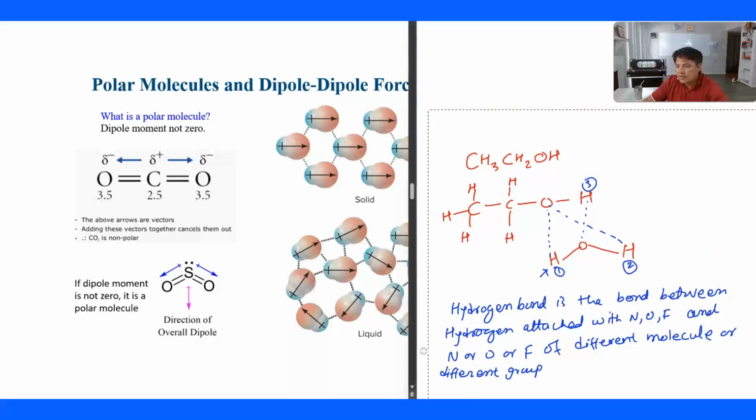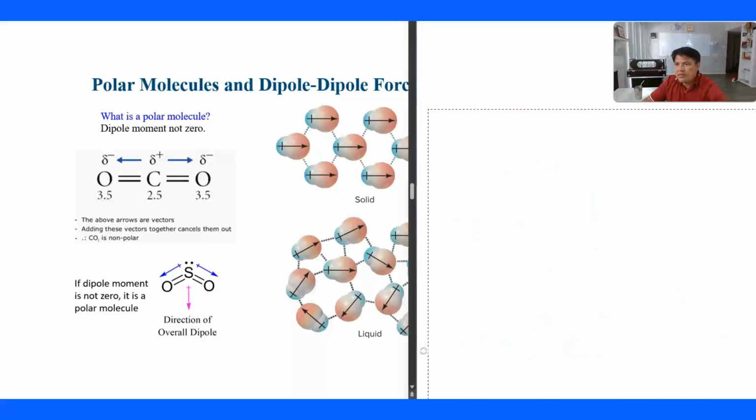Let me erase this and have a different example. Now let's see, this is the molecule CH3, C, N, H, H, H, H. See, this is the nitrogen, right? This hydrogen is attached with nitrogen. Good. This is fine.